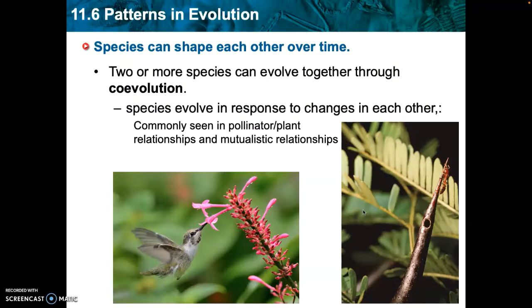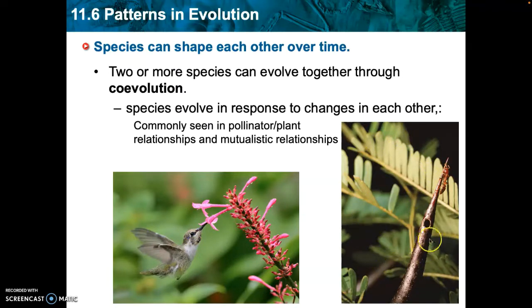Species can also impact other species. So if you have two or more species that are evolving together, that's called coevolution. Co means together. And this is commonly seen in the relationship between a pollinator and the plant. For example, we have the hummingbird with its long beak shape, which is very well suited to reach the nectar at the base of this flower here. So over millions of years, this evolutionary relationship has favored this long tubular shape in the flower and the corresponding long shape in the beak.